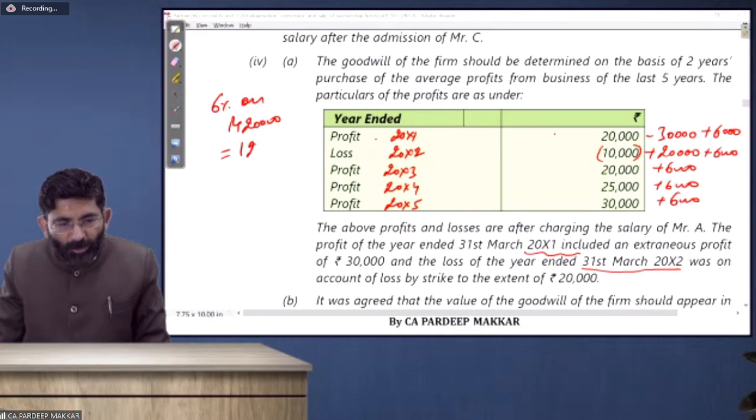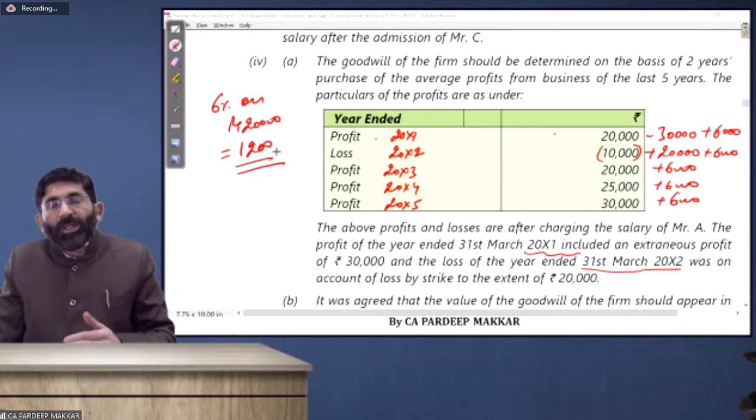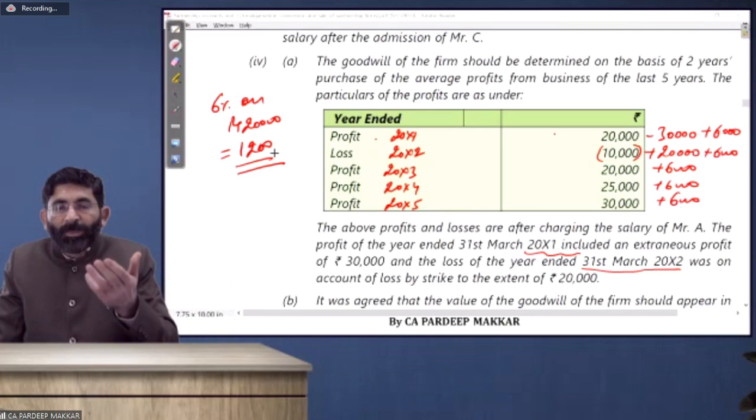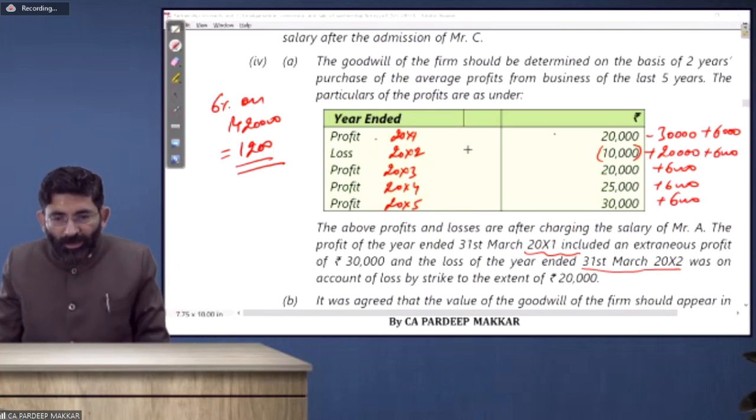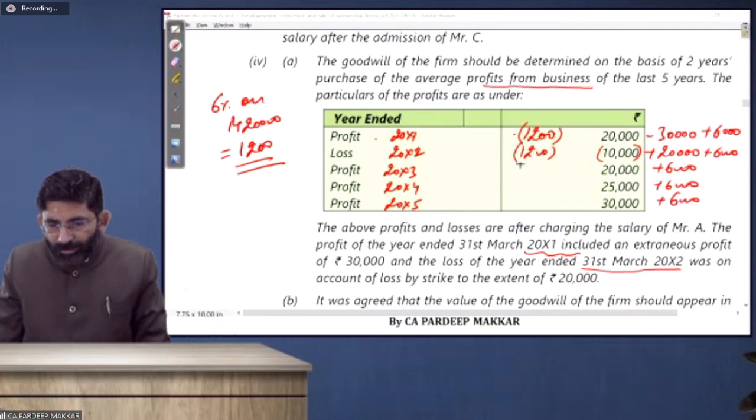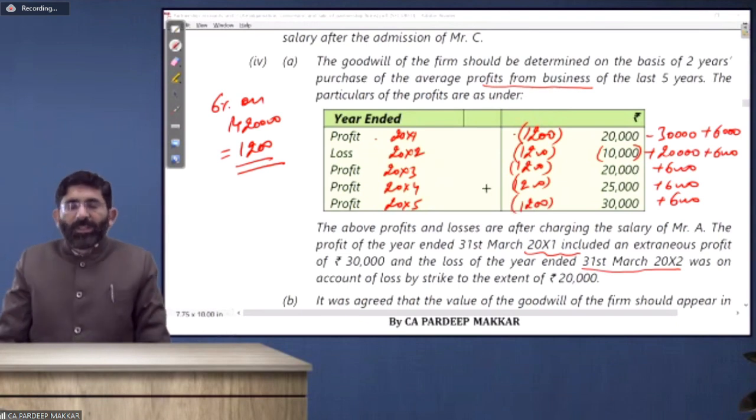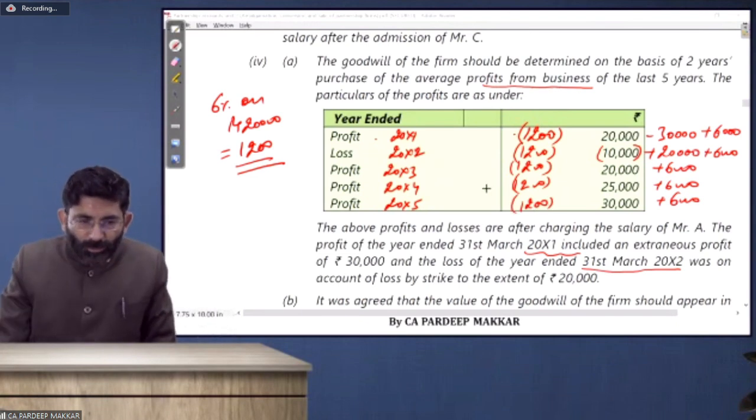That is 1,200 rupees per annum we are earning, which we will exclude from our operating profit because this is a non-operating profit, which is not our routine profit, which is not a business profit, and we have to take only the 2 years purchase of the average profit from business. So that is to be deducted, minus 1,200 from every year. See the solution that is given to you. Maybe he has done all these things. And finally, whatever the amount is, accordingly, you will calculate the goodwill and do the question.